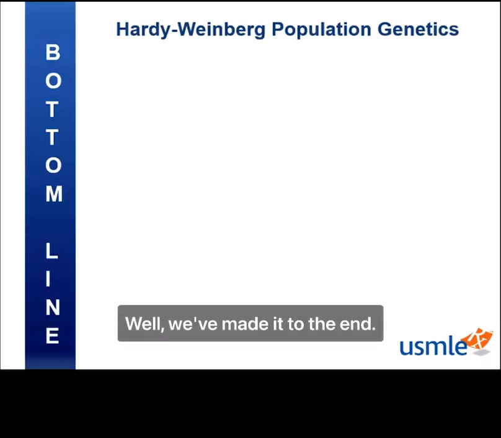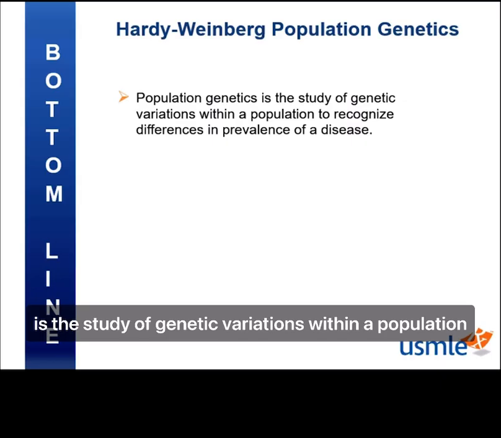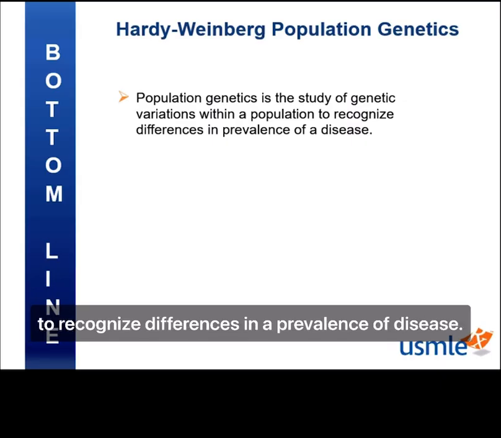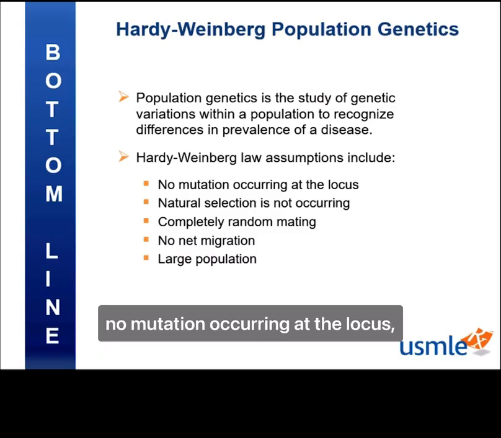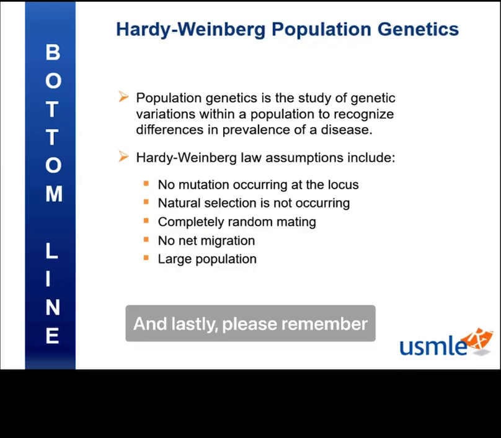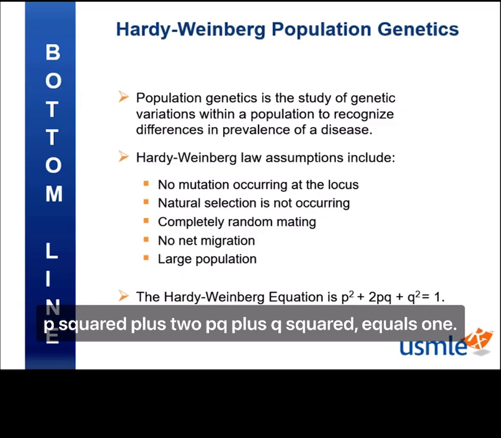Well, we've made it to the end. What's the bottom line here? Remember that population genetics is the study of genetic variations within a population to recognize differences in a prevalence of disease. That Hardy-Weinberg law assumptions include no mutation occurring at the locus, that natural selection is not occurring, that there is completely random mating, that there is no net migration, and that there is a large population. And lastly, please remember that the Hardy-Weinberg equation is p squared plus 2pq plus q squared equals 1.